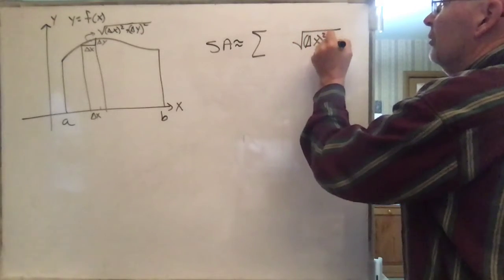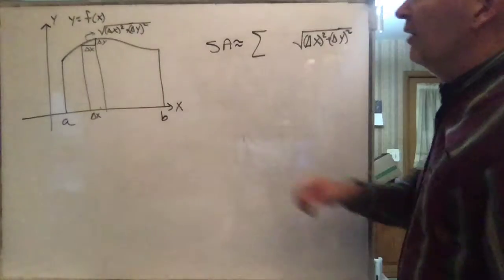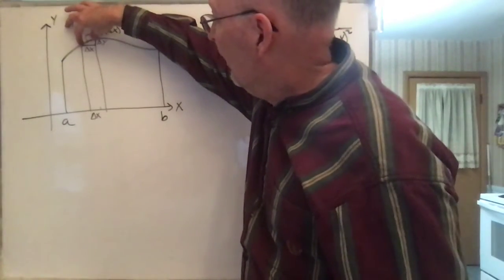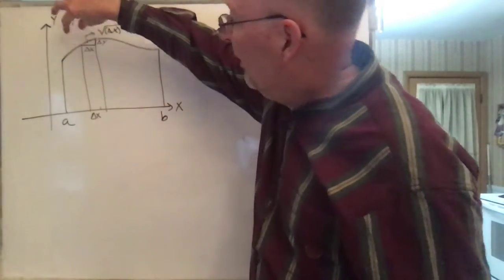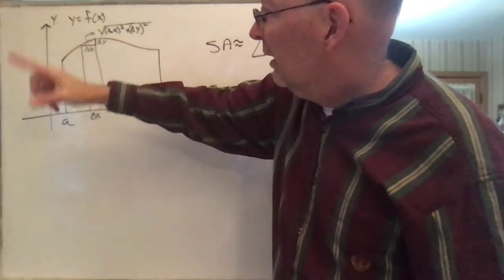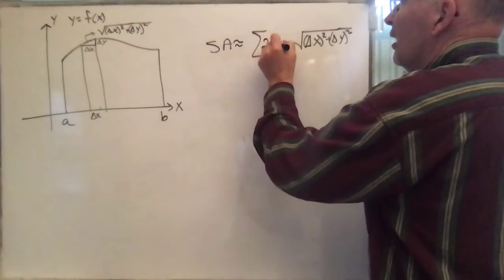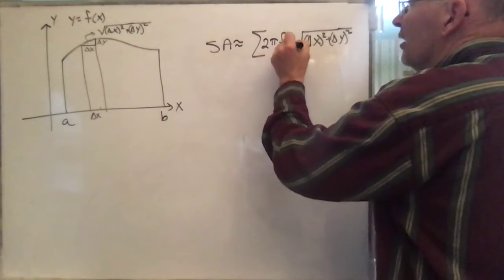Delta x squared plus delta y squared. So there's the length. That's what we were after. And now you multiply that by the distance around. And what's the distance around? It's going to be 2 pi times the value of the function. So 2 pi times the value of the function.